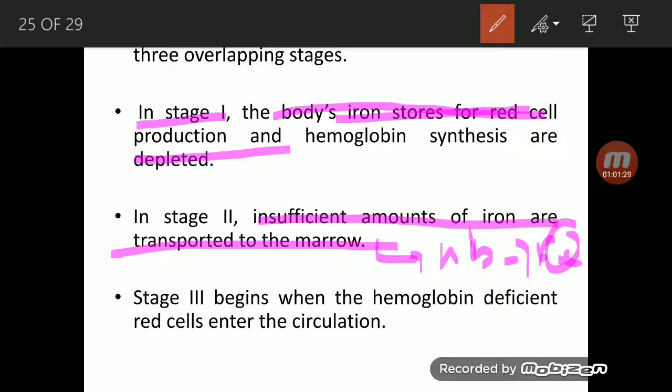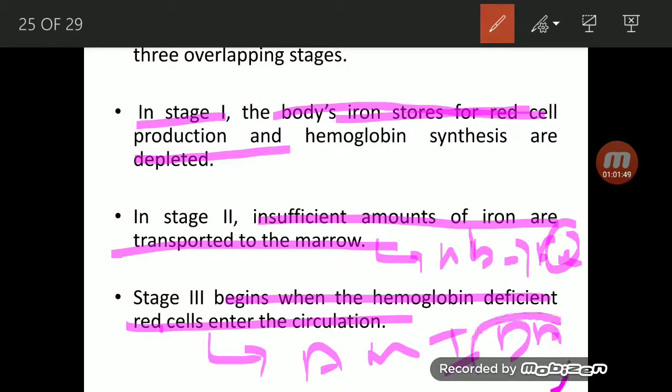And lastly is your stage 3. Stage 3 is when the hemoglobin-deficient RBC enter into your circulation, and this is the stage in which the manifestation of your anemia, or iron deficiency anemia, is seen.